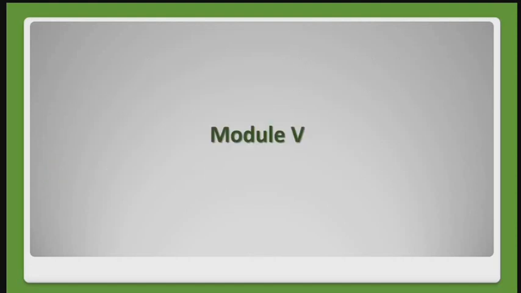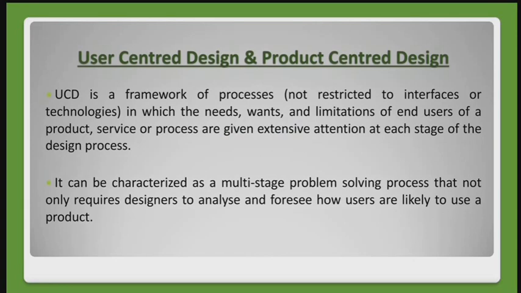And coming to our next chapter, module number 5, in this one we are going to study user centered design and product centered design. So what is UCD, user centered design? It's a framework of the process in which the needs, wants, and limitations of the end users of a product, service, or process are given extensive attention at each stage of the design process. So UCD is user centered, with the user as the center.